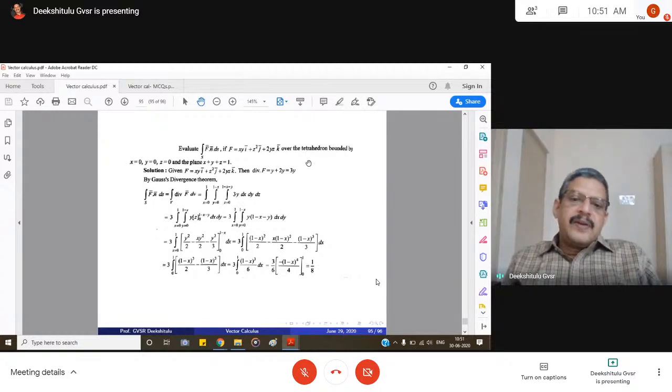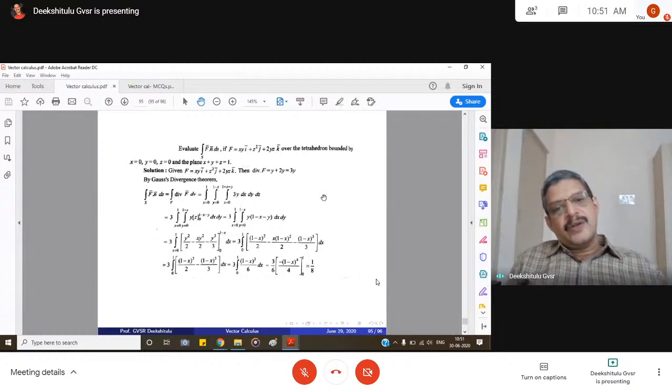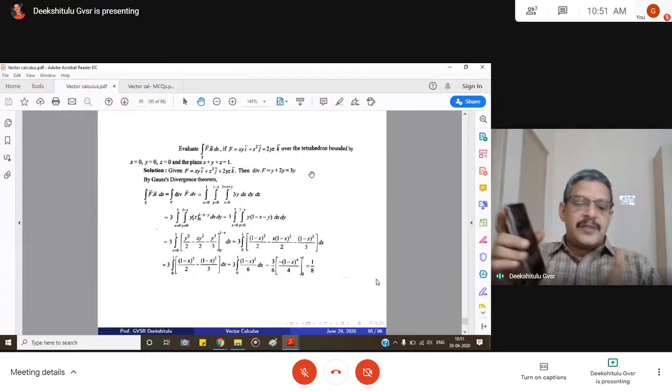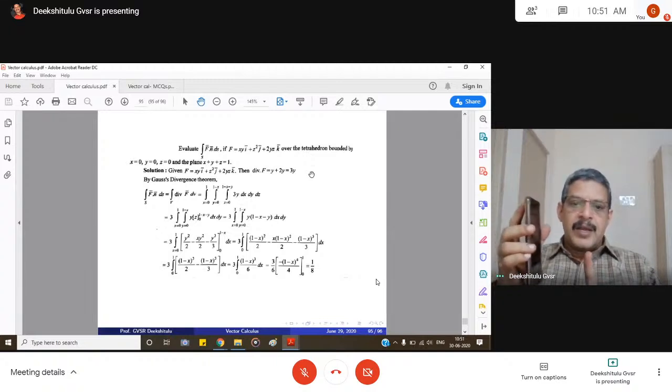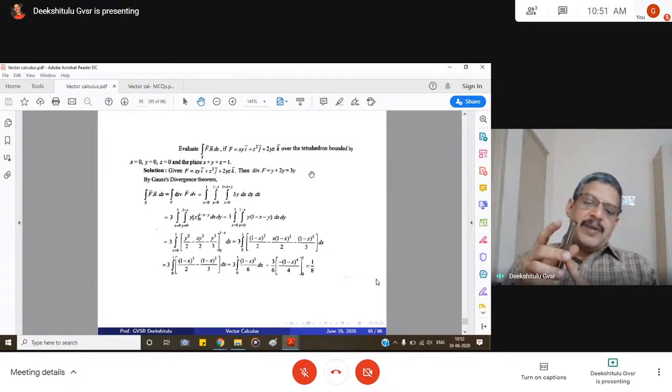Evaluate the surface integral of F dot n dS, where F is equal to xy i plus z square j plus 2yz k, over the tetrahedron bounded by x is equal to 0, y is equal to 0, z is equal to 0, and the plane x plus y plus z is equal to 1. We have considered regions like this, with the x axis, y axis, z axis. Tetrahedron means that x plus y plus z is equal to 1 has equal intercepts on the x axis, y axis, z axis, so it's an inclined plane like this. This is your region.